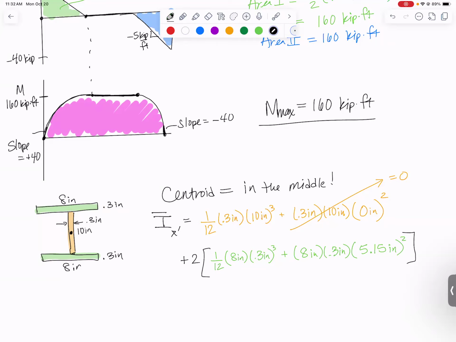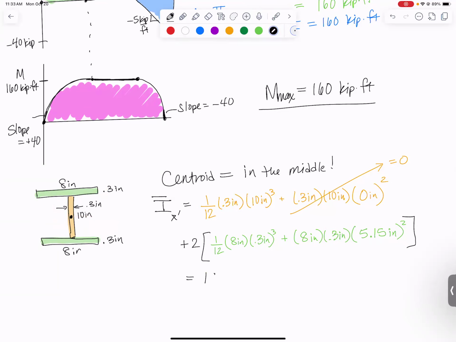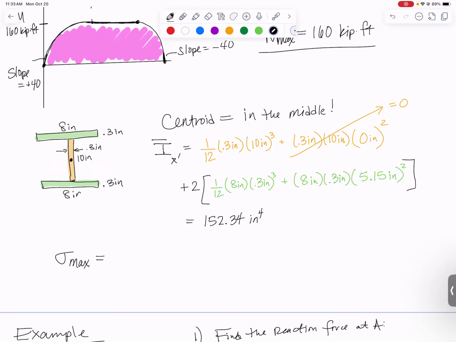That is the number that so many students mess up. So look at the picture. If you need to draw out all these different lines to remind yourself you're going up 5 inches plus another half of 0.3, 5.15 inches. Altogether, this comes out to be 152.34 inches to the fourth. Now we can find the max stress. The equation is the magnitude of M max, the biggest Y value, divided by that moment of inertia we found.